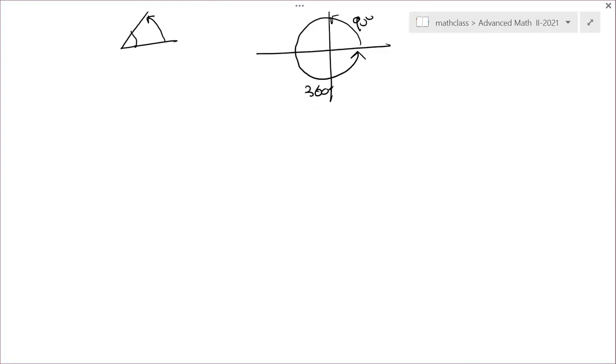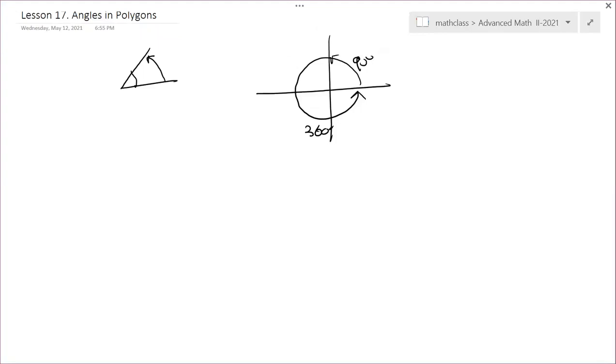And then you can also divide the 90 degrees. This is 90 degrees, and if you divide it into 3 equal parts, that will be 30 degrees, right? 90 divided by 3 is 30 degrees. So this is 30 degrees. So you get some idea of how big the angle is.